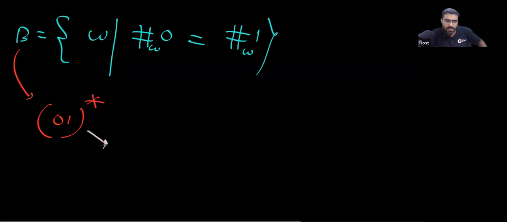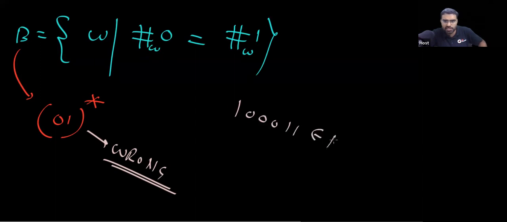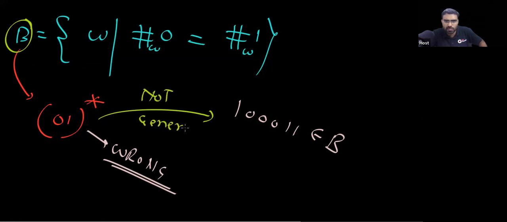No, this is wrong. Why is this wrong? Because you can notice this string also belongs to L. This string belongs to this language B. But this string cannot be produced by (0,1) whole star. It will not generate this. Is this point clear?